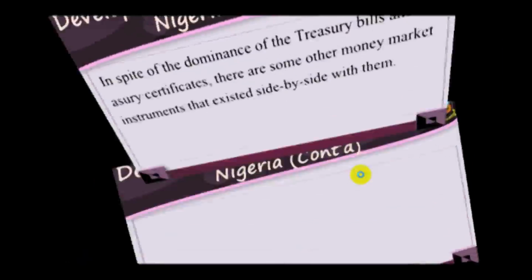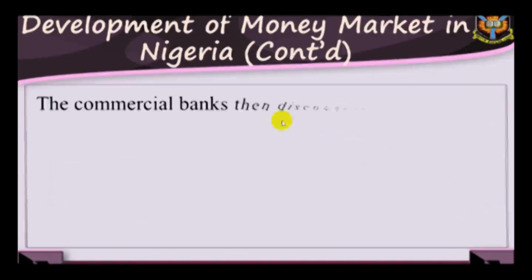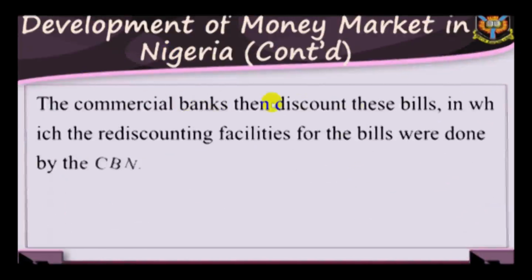In 1962, the call money instrument was introduced to provide an avenue for the investment of surplus funds. Initially, this call money was designed for the commercial banks but was later extended to other financial institutions.